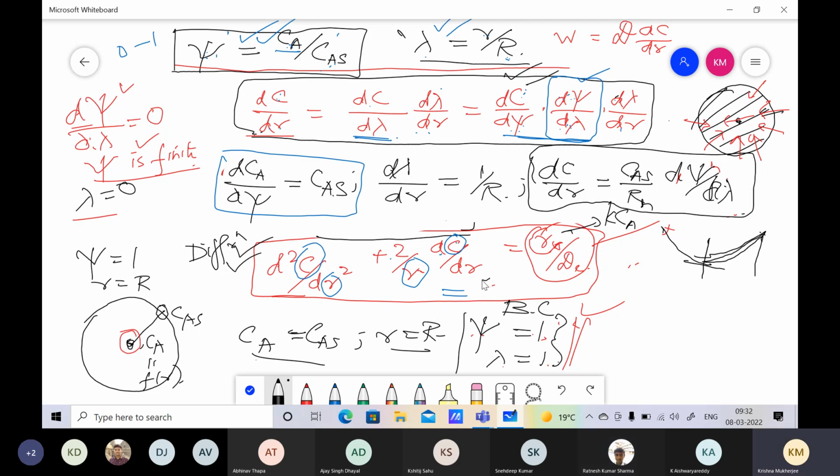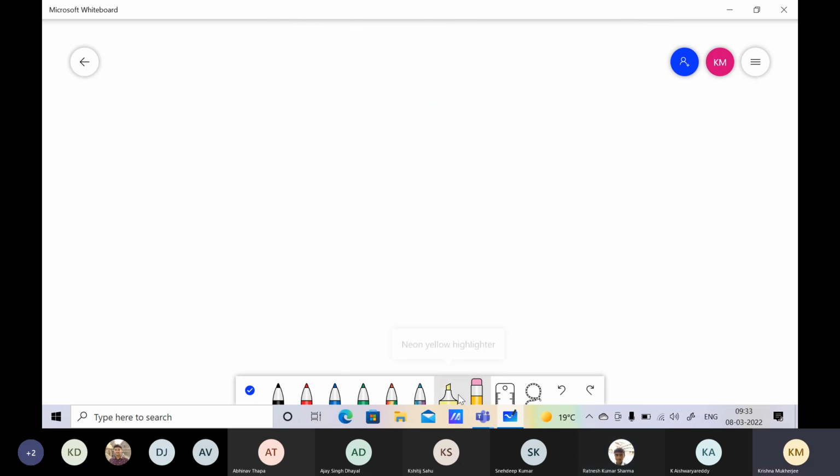Yes. Okay. And now tell me, should I rub this out? Yes, sir, we can. Sorry, it all got erased. I'm sorry, so let me write it out again. So we have the original expression; what was the original expression? Now I've forgotten, please tell me somebody. d2c upon dr square plus 2 by r into dc by dr is equal to rx upon de.